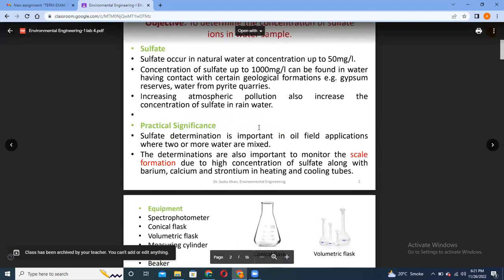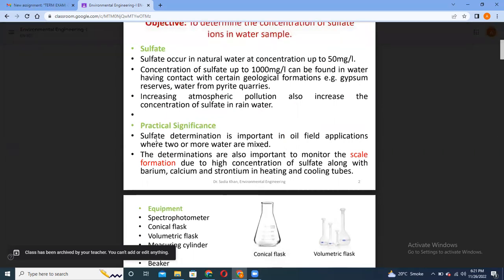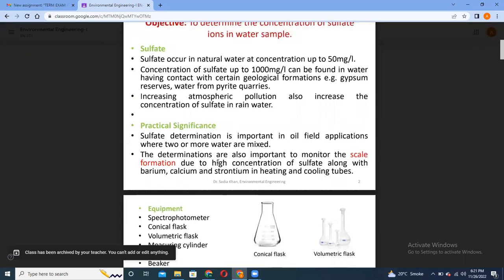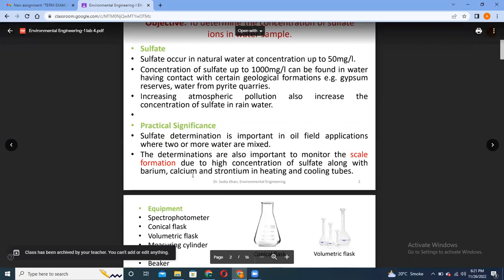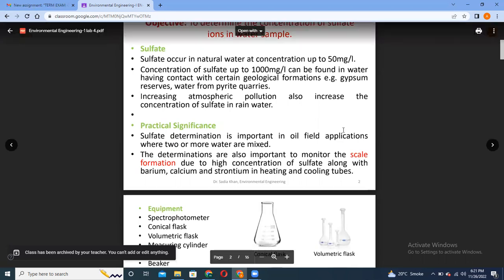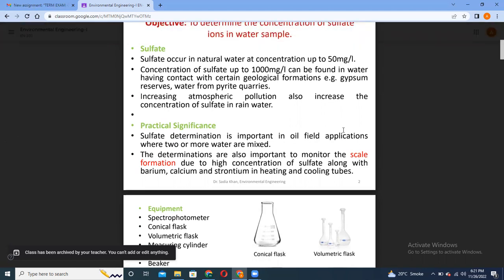We also discussed the practical significance. One thing is very important to note: estimating practical significance is itself a very difficult task in the lab session. Sulfate determination is important in oil field applications where oil is found and mixed with water. The determination is also important to monitor scale formation due to high concentration of sulfate. So here we have multiple things that we can analyze.